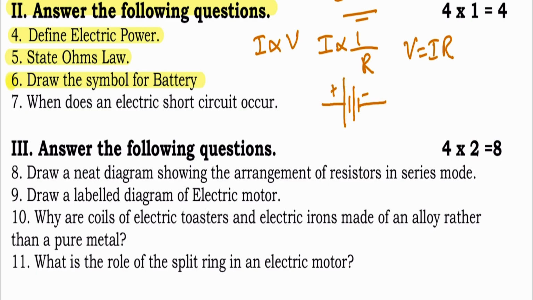Okay. Now let's go to 7th question. When does an electric short circuit occur? When there is a low resistance connection in between two points of an electrical circuit, it allows a large current to flow through the circuit and potentially causes overheating. At that time, an electric short circuit occurs. I think you got that.